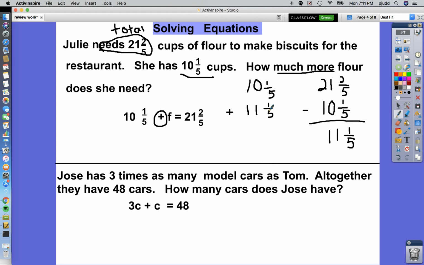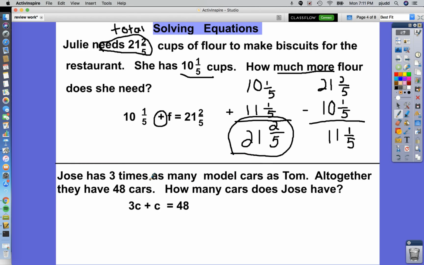Again, my denominators are the same, so I can add the numerators. My denominator is going to stay fifths. 1 plus 1 is 2. 0 plus 1 is 1. 1 plus 1 is 2. And I get my answer back again. So I know that my answer is reasonable, and I know that my answer is correct. Good. Now, let's take a look at the second one.